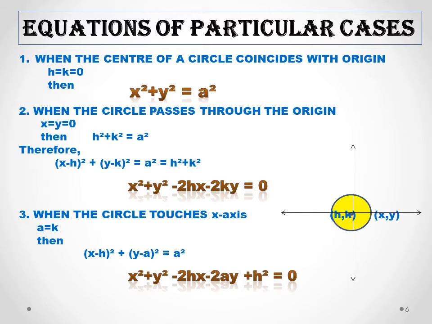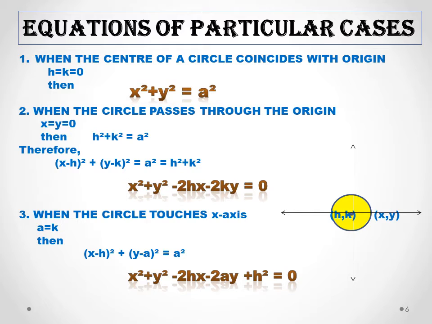Now the second case: when the circle passes through the origin. Passes through the origin means the origin lies on the circumference of the circle, right? That means this time x and y will be 0. And if x and y are 0, your standard form will become h² + k² = a², and substituting that again we get the simplified equation x² + y² − 2hx − 2ky = 0. So you can remember these equations and the rules. If it is passing through the origin, then what will be the equation?